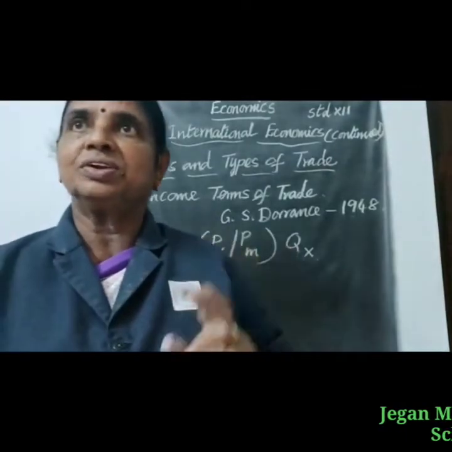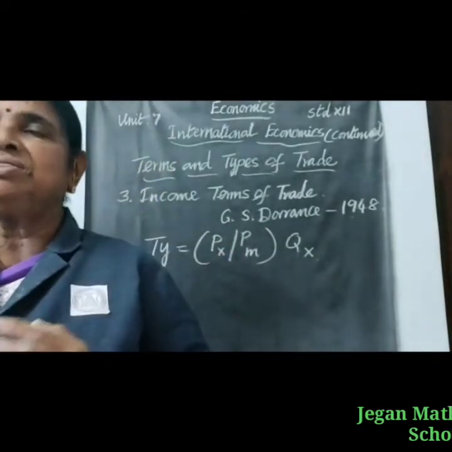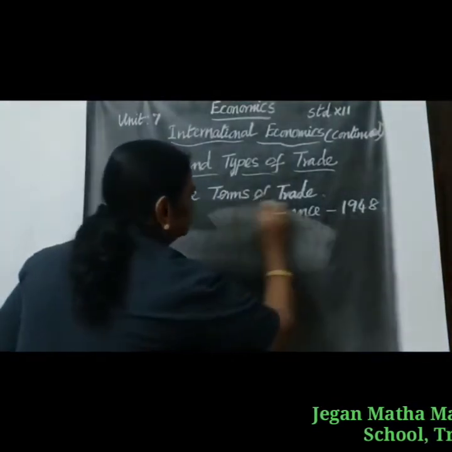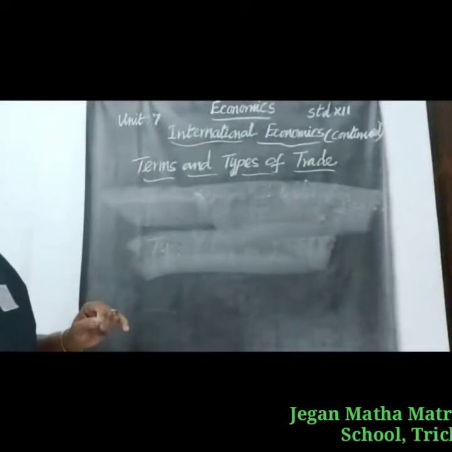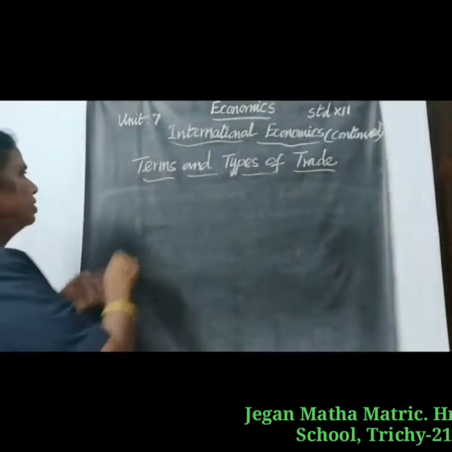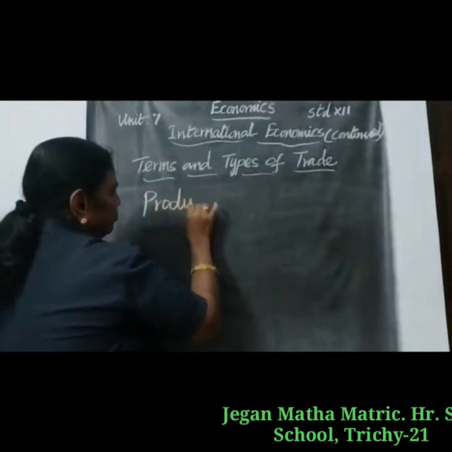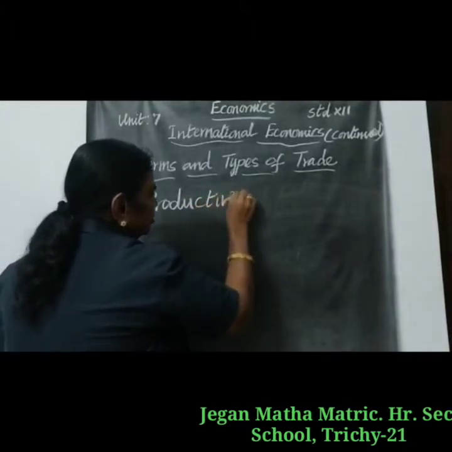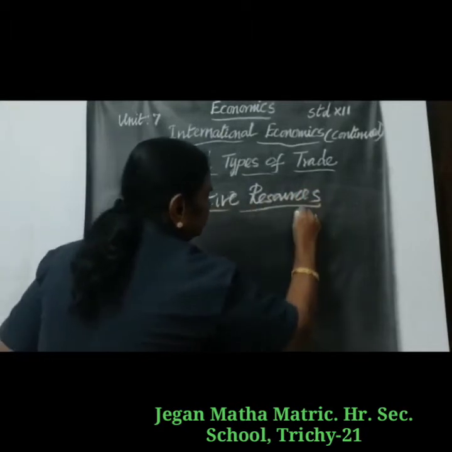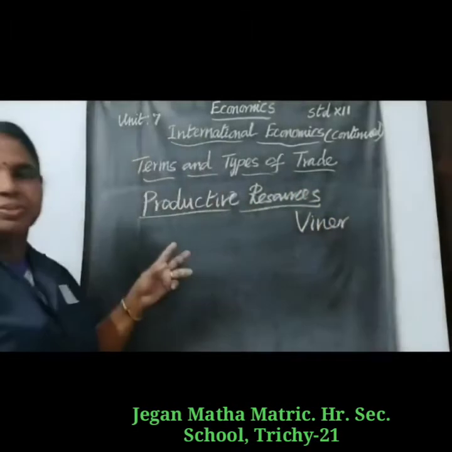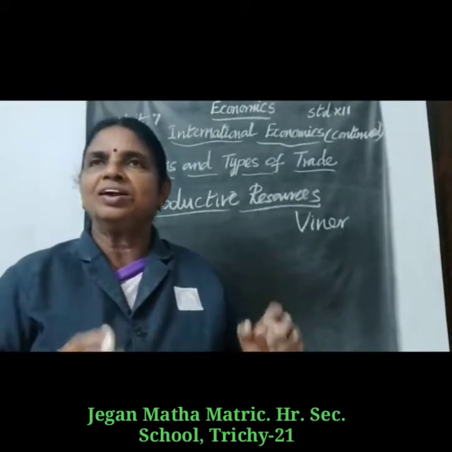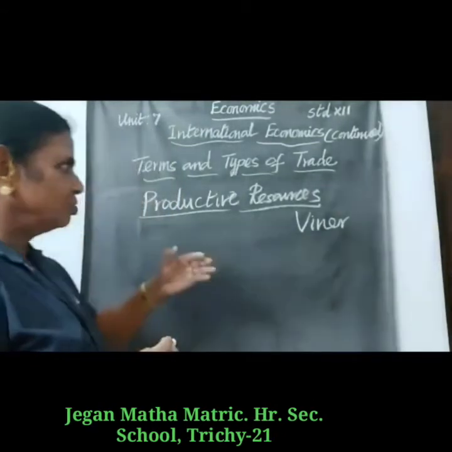Now, the second type of terms of trade is related to the interchange between productive resources. According to the productive resources, there are two types, given by Viner. One is the single factor terms of trade and the second one is the double factor terms of trade. Both are given by Viner.